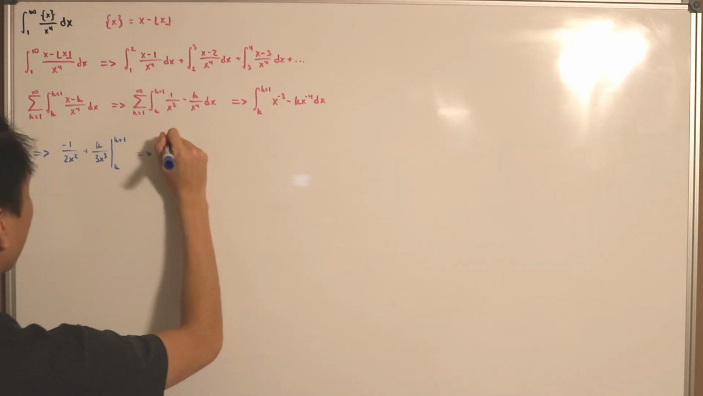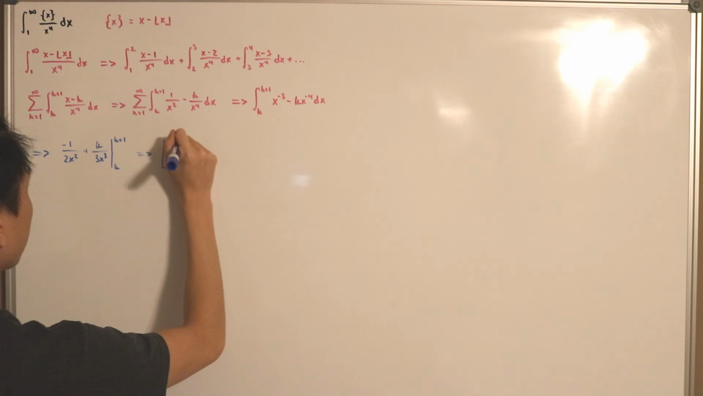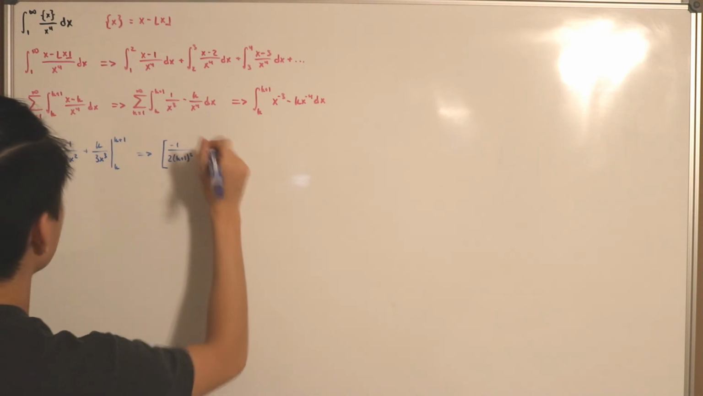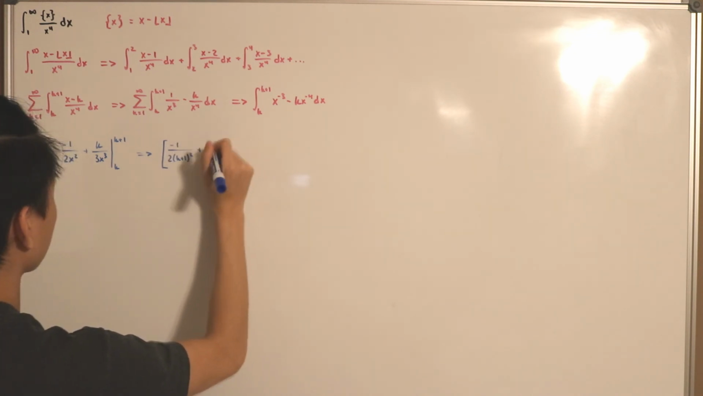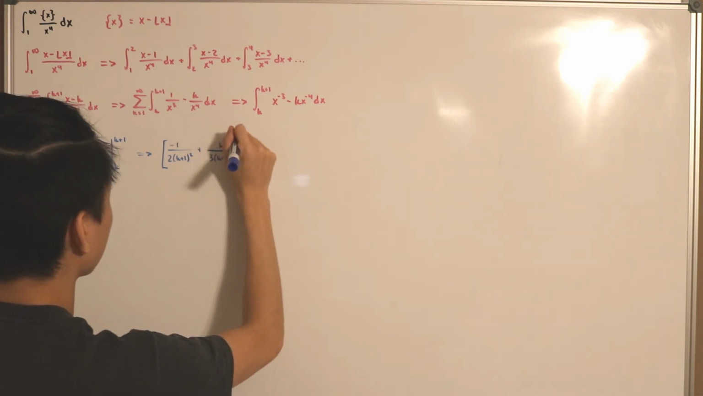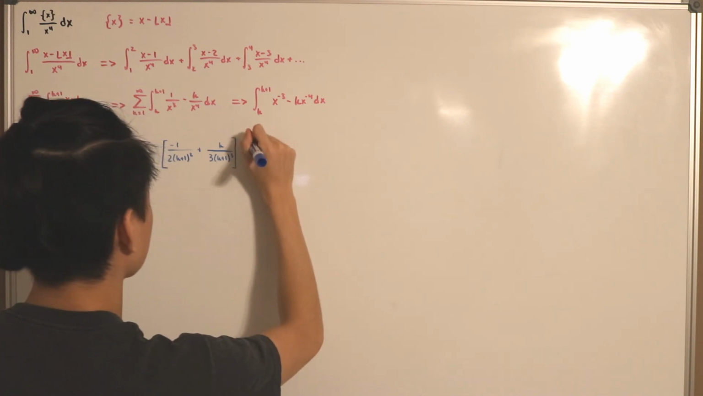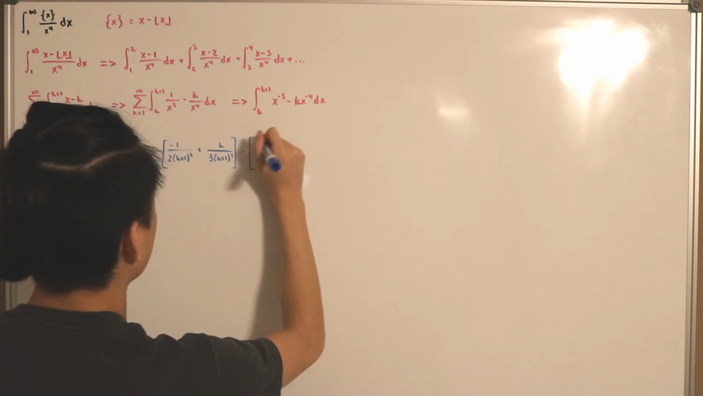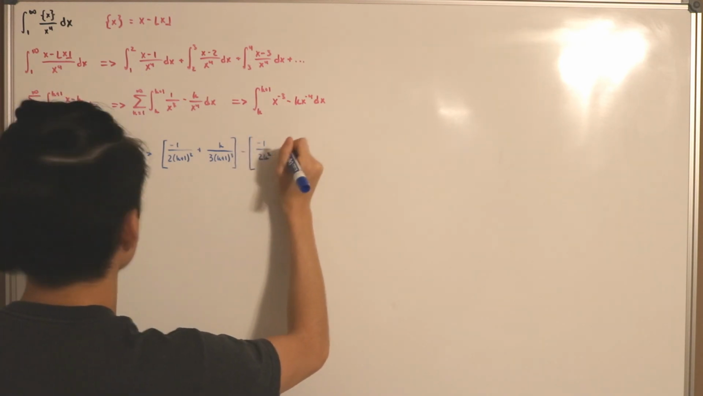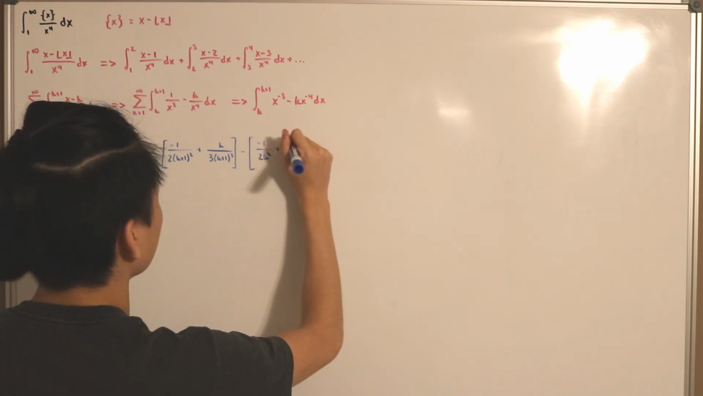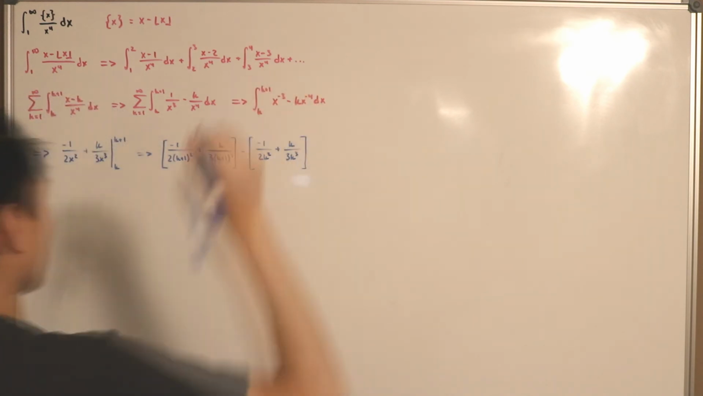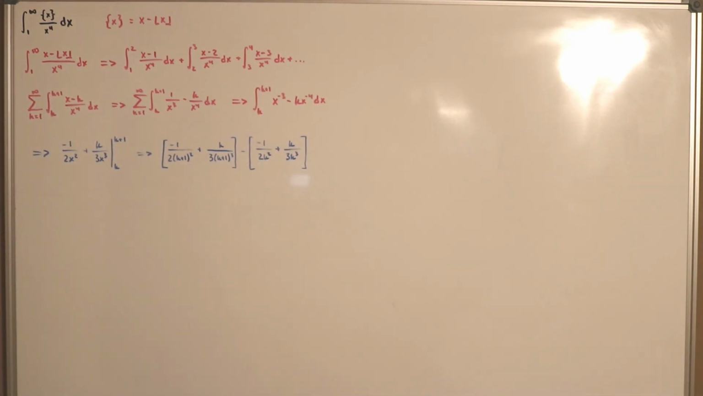So we have negative 1 over 2 times k plus 1 squared, and then plus k over 3 times k plus 1 cubed, okay, and then minus, everything is just k here, so negative 1 over 2k squared, then plus k divided by 3k cubed. Okay. Now we can actually simplify this further.